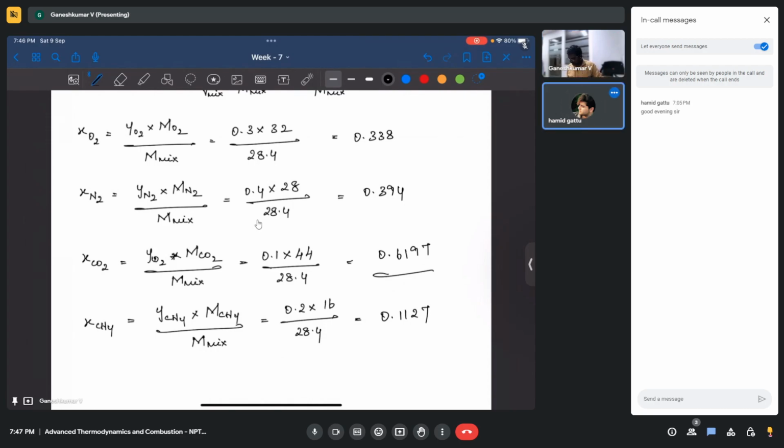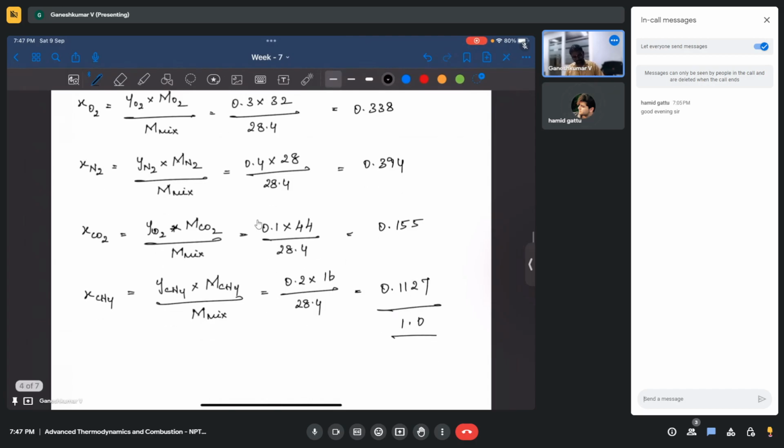Okay, so this is multiplied by 44 divided by 28.4. Yes, sir, it's 0.155. My bad. Makes sense. So now if you add all these, it will come to 1, I think.